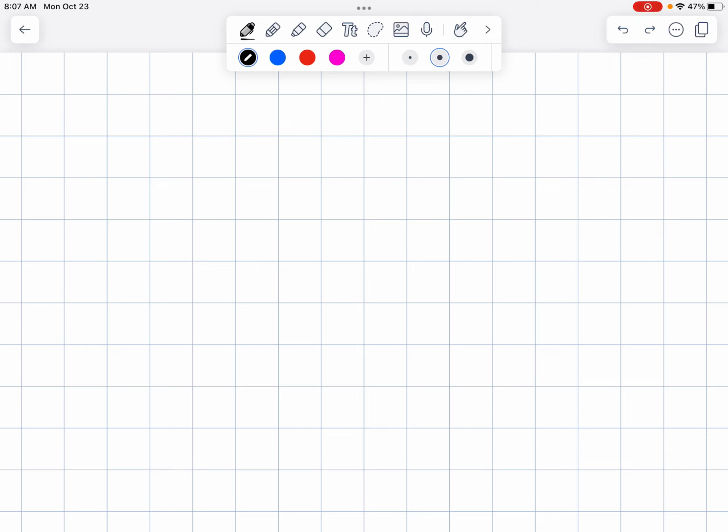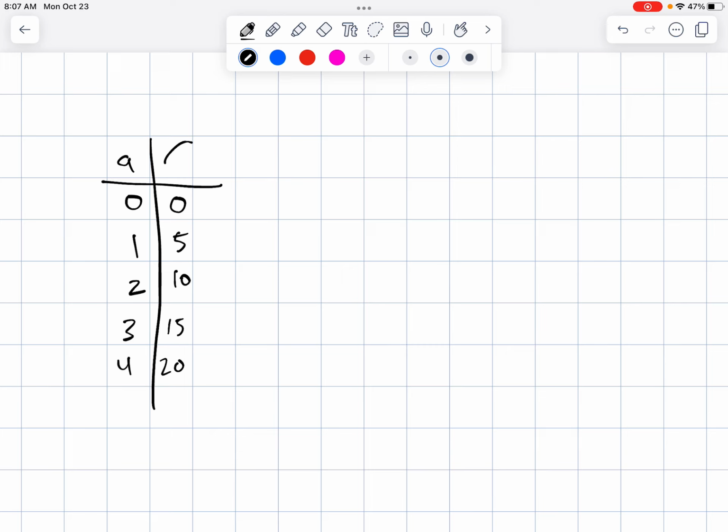Let's suppose you are selling apples at a store and you sell 0 apples for $0, 1 apple for $5, 2 apples for $10, 3 apples for $15, 4 apples for $20. These are obviously very fancy apples. So number of apples is on the left and the cost of those apples is on the right. The more apples, the more cost. So now we need to see which kind of equation is going to represent that.